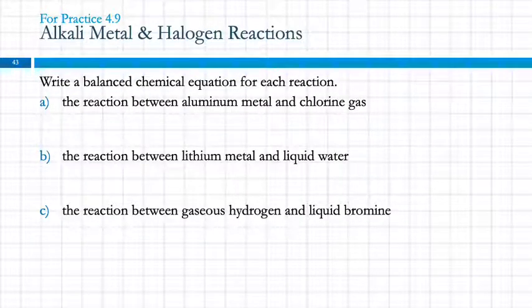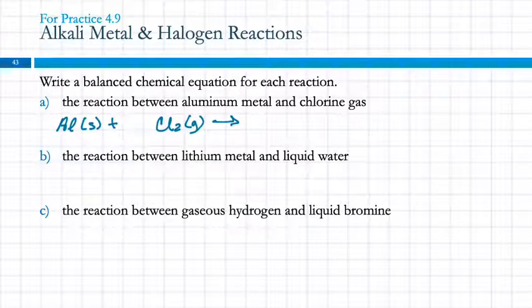Okay, so we should be able to do some things like this. The one in the middle is kind of challenging, but we're going to do it anyway. So writing some chemical reactions, chemical equations. So the reaction between aluminum metal and chlorine gas. Well, start by writing the formulas for the reactants. We've got aluminum metal, solid, and chlorine gas, Cl2 gas.